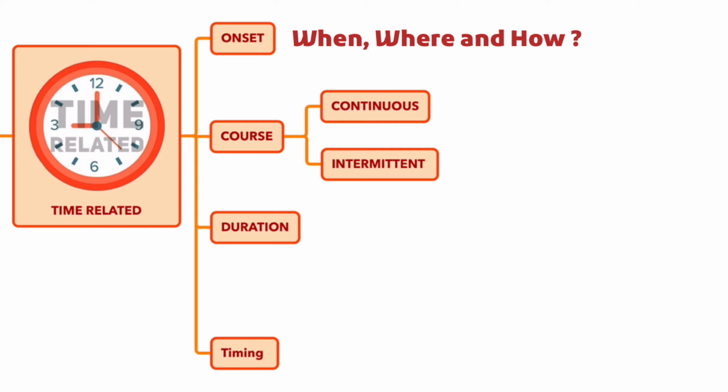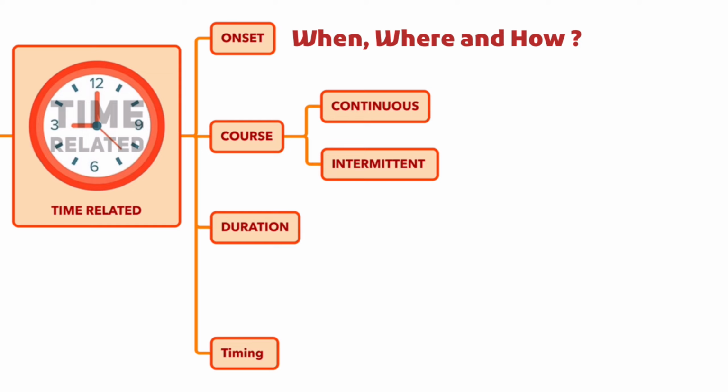Next, course. Is it stationary, for instance? That means the symptom is always there at the same intensity, or always there but the intensity increases and decreases, or intermittent. That means the symptom or main complaint is on and off. And we need to ask, in case of on and off, is it related to a certain trigger or a certain timing?